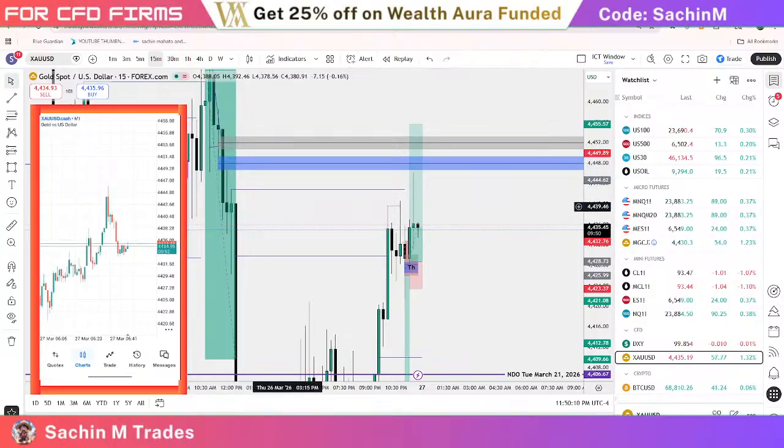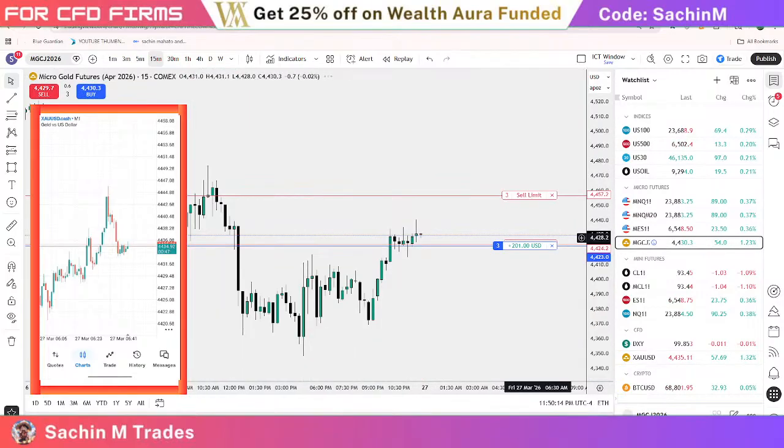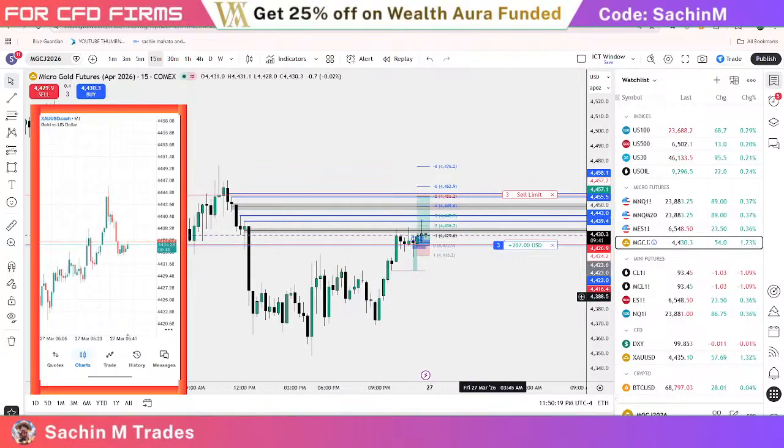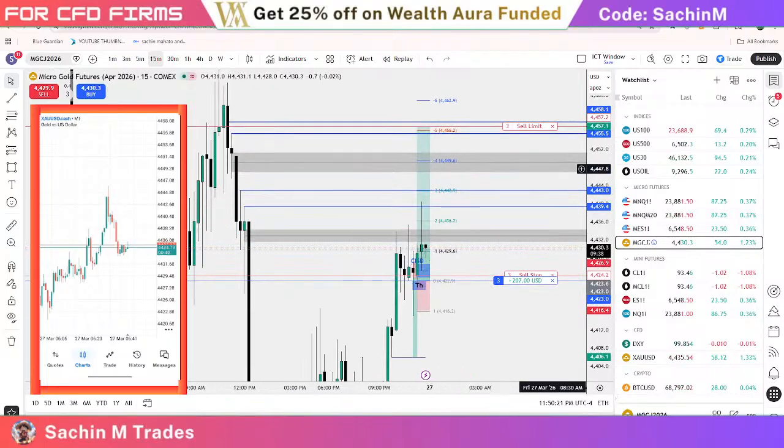No, so this fair value gap was not touched yet. Let's look on the 15 minutes time frame. Yeah, this fair value gap was not touched yet, so there is no reason for the market to go down. Market should be going up.